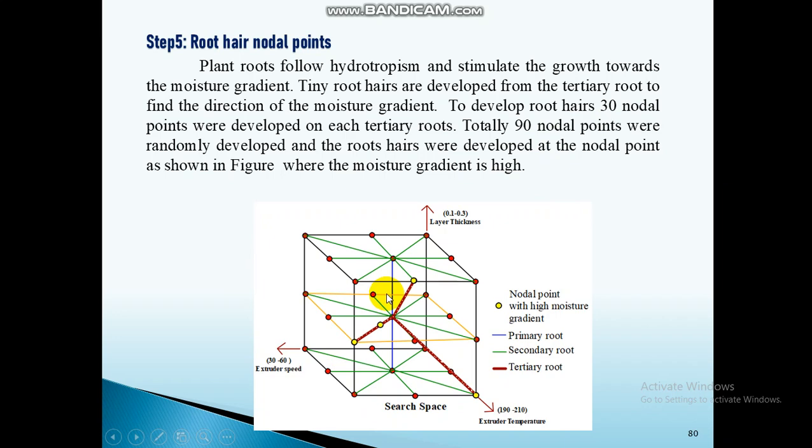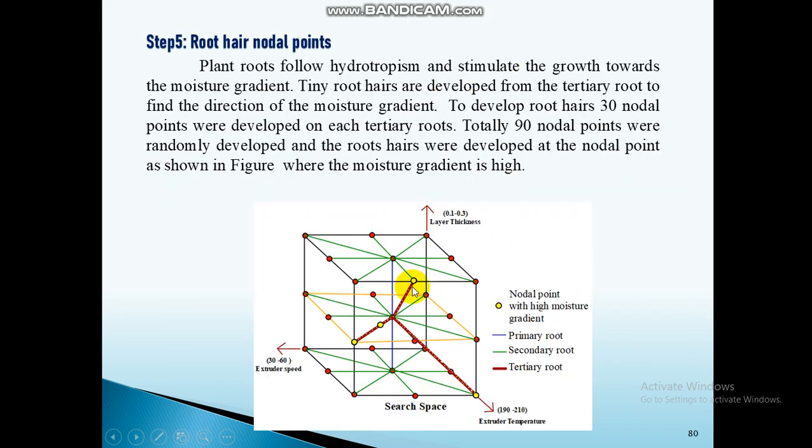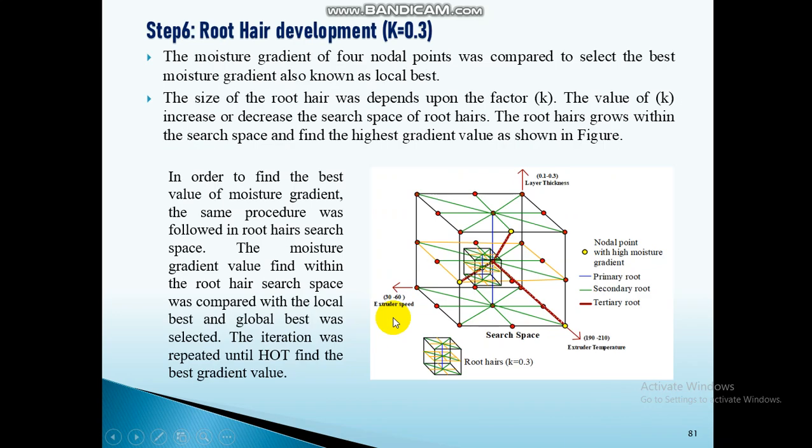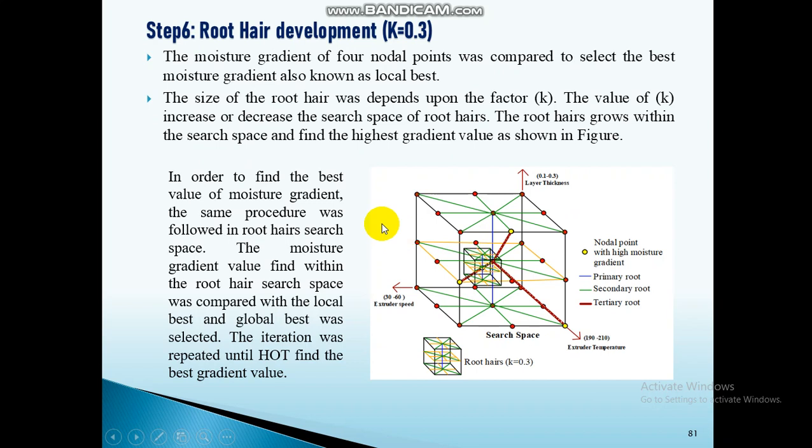So now what happens? The best value from all these nearly 90 nodal points is compared and found. Here, let us assume this is the best value compared to the 90 nodal points. So now root hairs will develop here. Root hair development will take place with factor 0.3.